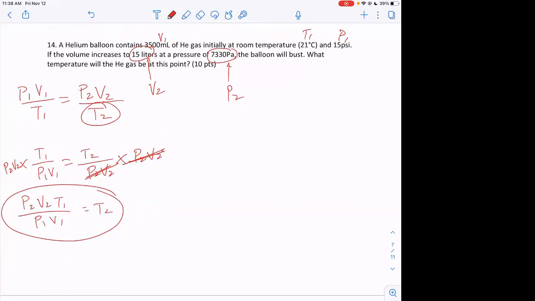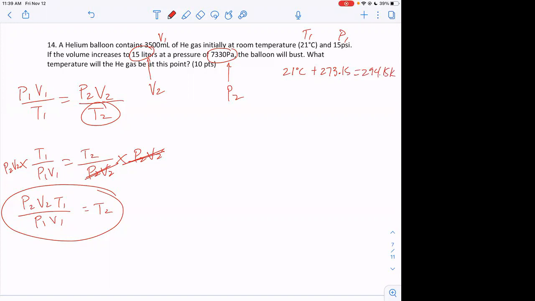All right, now I got some conversions here because I need to convert my temperature, the 21 degrees Celsius. We're just doing an exam review. That's going to be equal to 294.15 Kelvin.